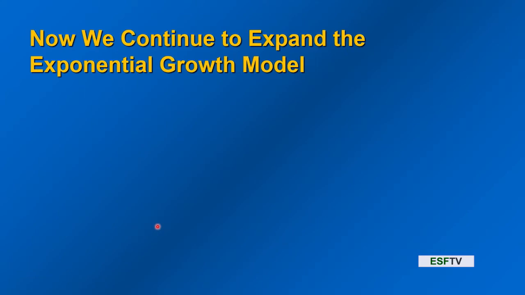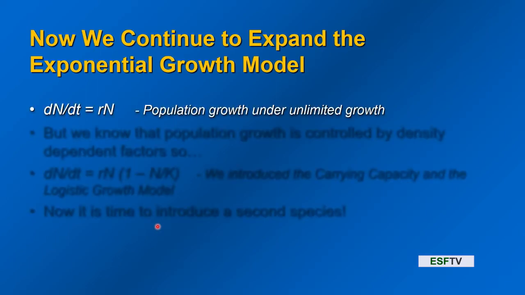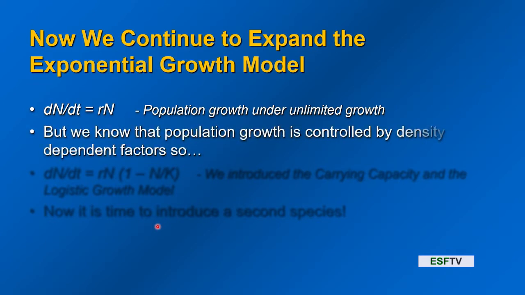So we are continuing to expand, as I suggested, the exponential growth model. If you recall, the exponential growth model is dN/dt = rN, and that's the population growth under unlimited conditions. That d represents change. Just to review, the change in the population size over the change in time equals the intrinsic rate r of growth for that population times the current population number N. That's the model. But as I said, we know that it's not just unlimited growth.